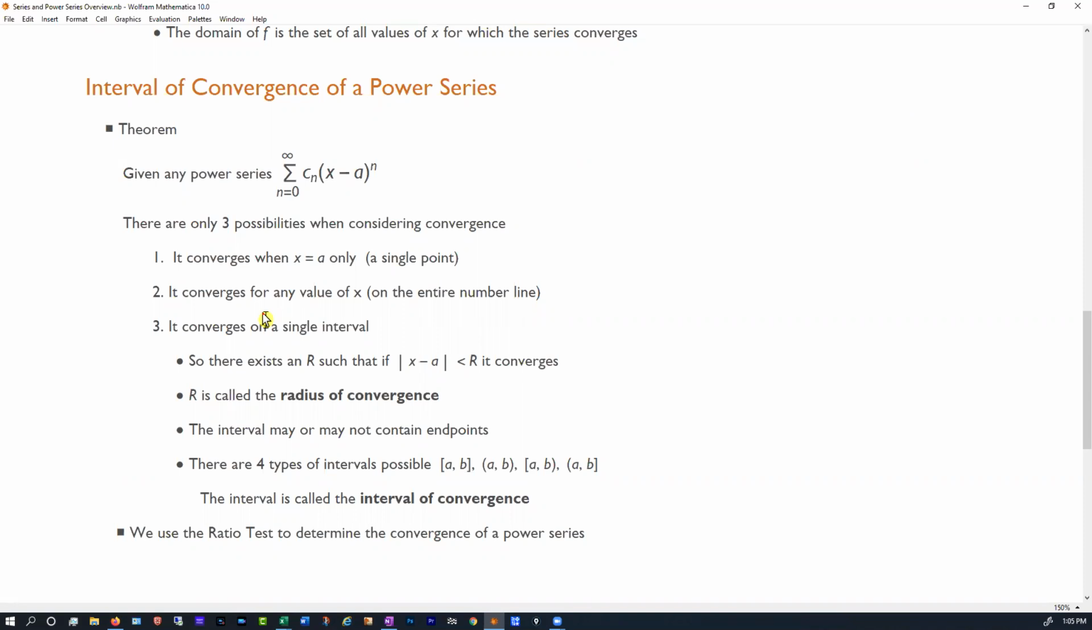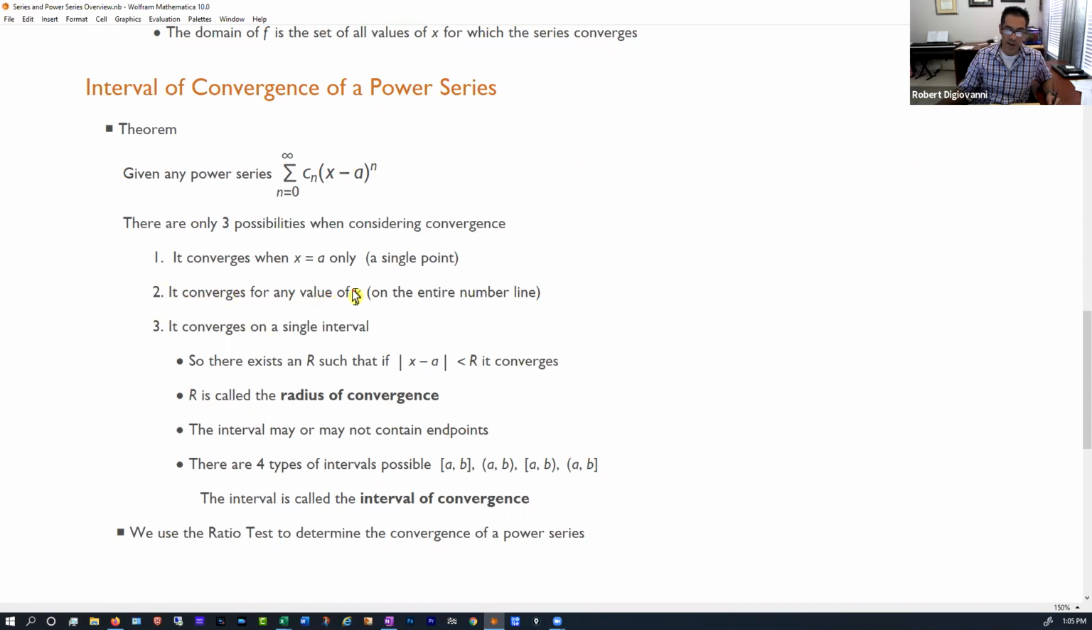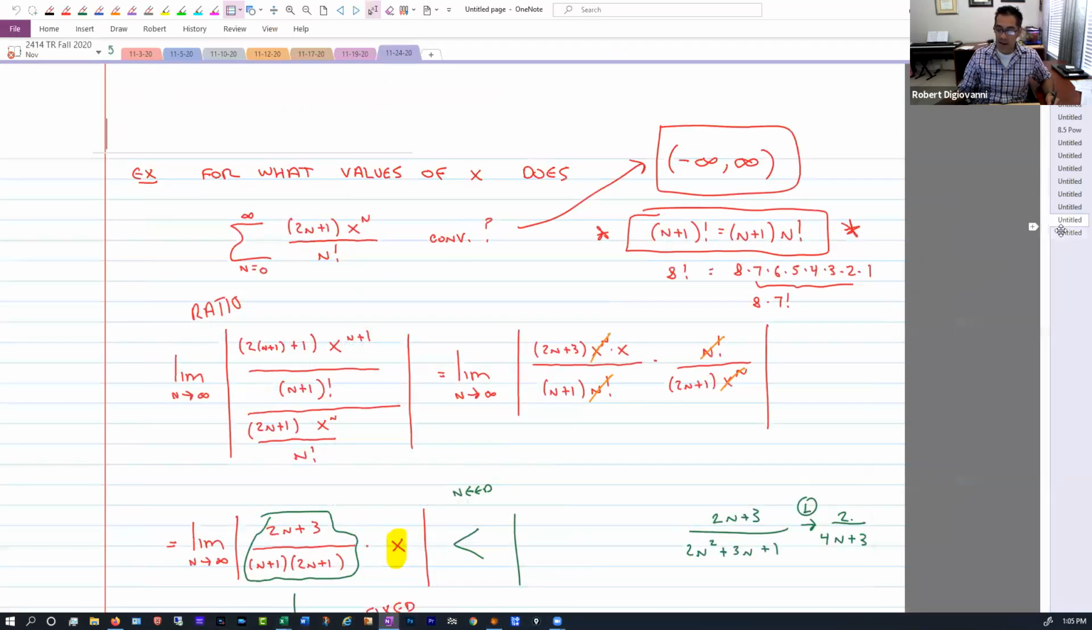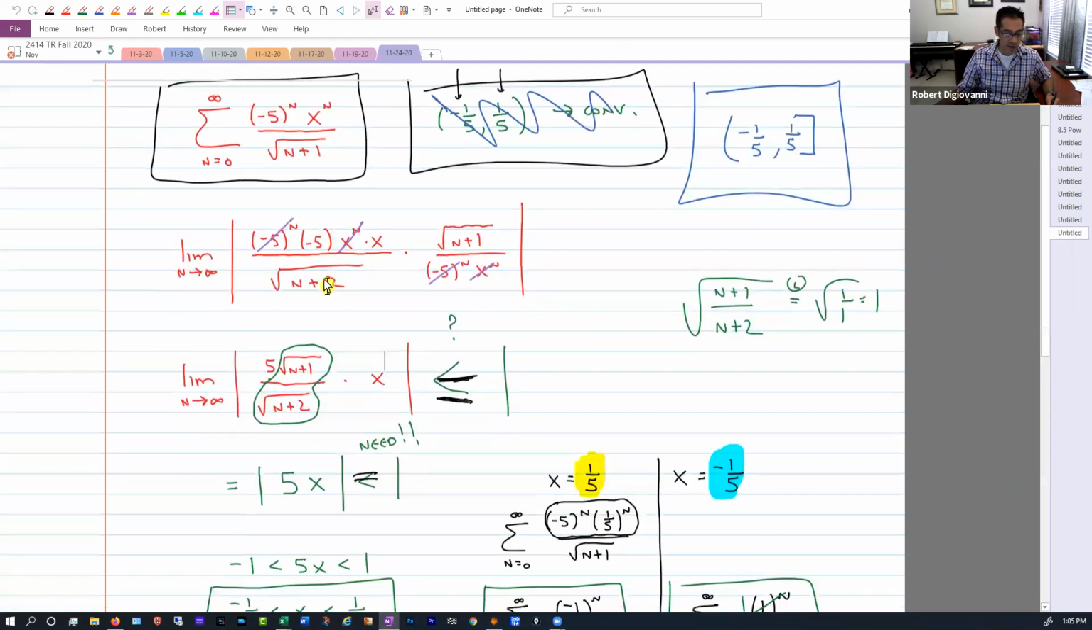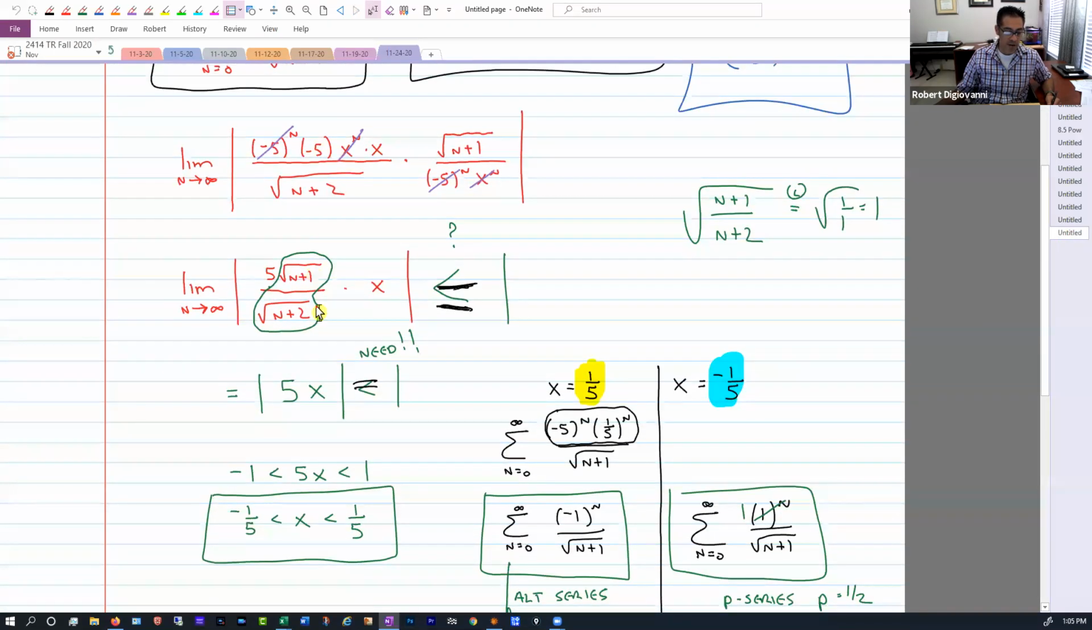Okay, perfect. So the example I just showed you that we did last class was an example of case 2 here, where it converges for any value of x on the entire number line. And then I gave you another example at the end, the very last one we did, where we did the ratio test, we ran through it, and we determined that when we took the limit, this went to 1, and we still had a 5 there. So we had this absolute value of 5x is less than 1.